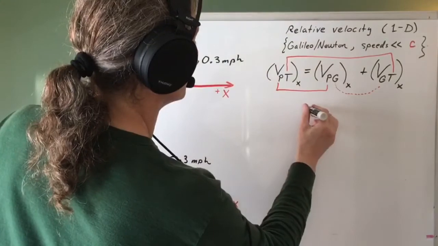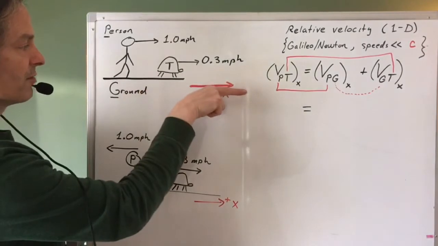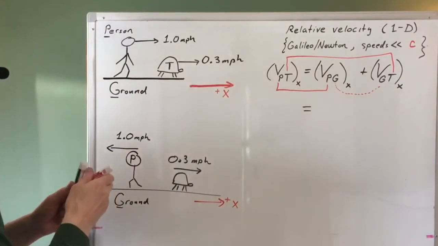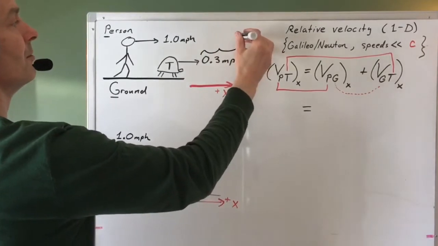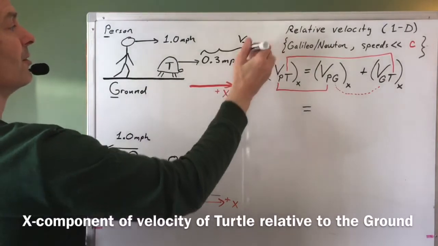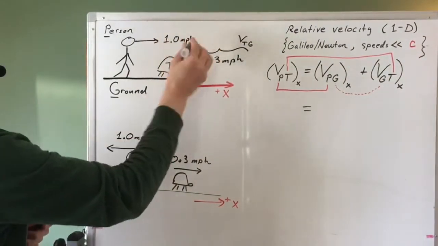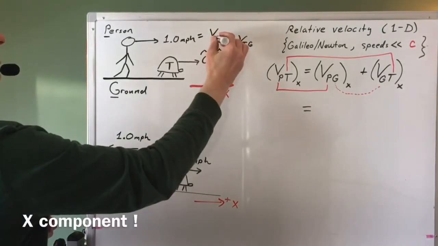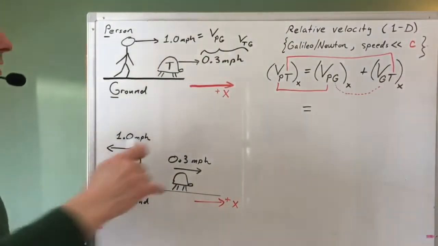All right, so first I need to actually go and put some subscripts in here. I've taken my positive x direction to the right. So this thing that I said was 0.3 miles per hour, that is actually the velocity of the turtle relative to the ground. And that's really the x component. I'm just going to leave the x components off here. This 1 mile per hour, that's the velocity of the person relative to the ground. All right, the x component. All right, so that goes here.